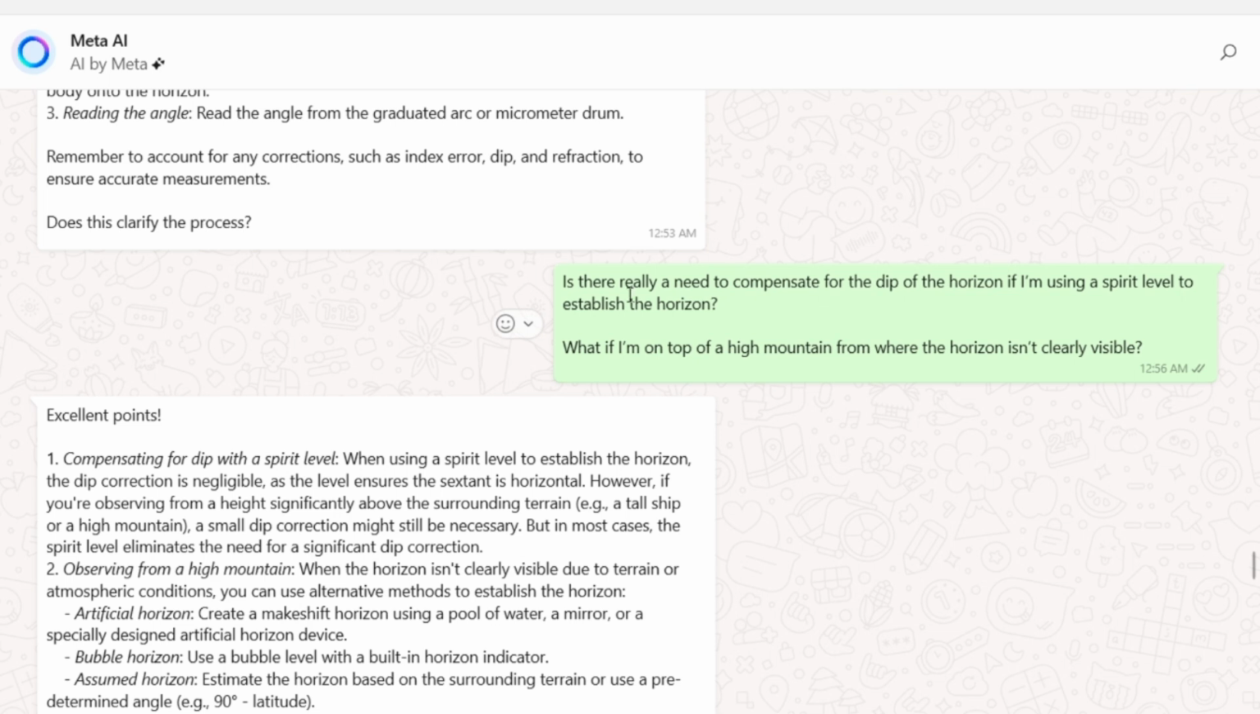I ask, is there really a need to compensate for the dip of the horizon if I'm using a spirit level to establish the horizon? What if I'm on top of a high mountain from where the horizon isn't clearly visible?